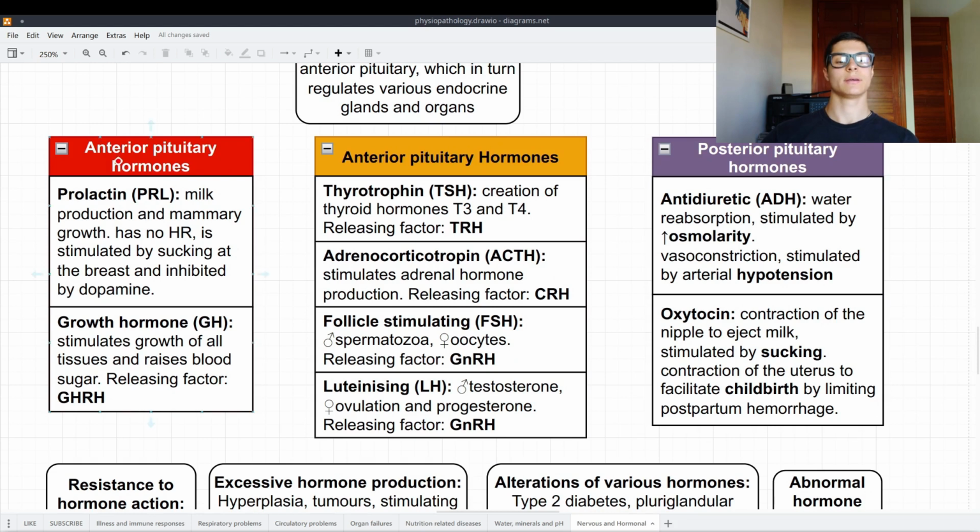Again, we said that in the anterior pituitary, the hormones are produced, and in the posterior, they are simply released. They are produced in the hypothalamus. So the posterior pituitary gland doesn't produce hormones.